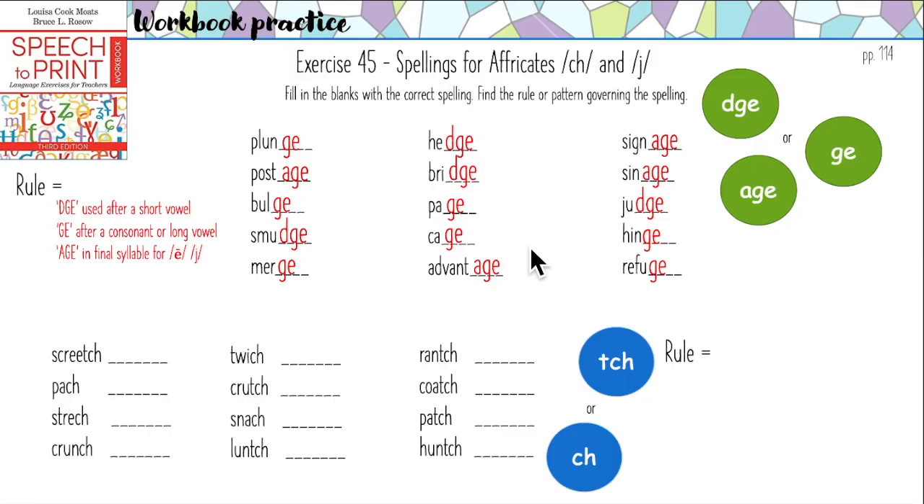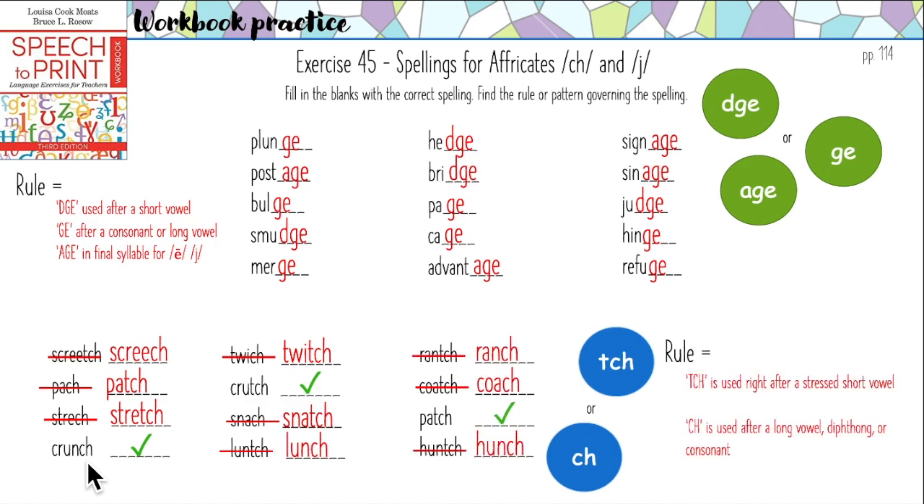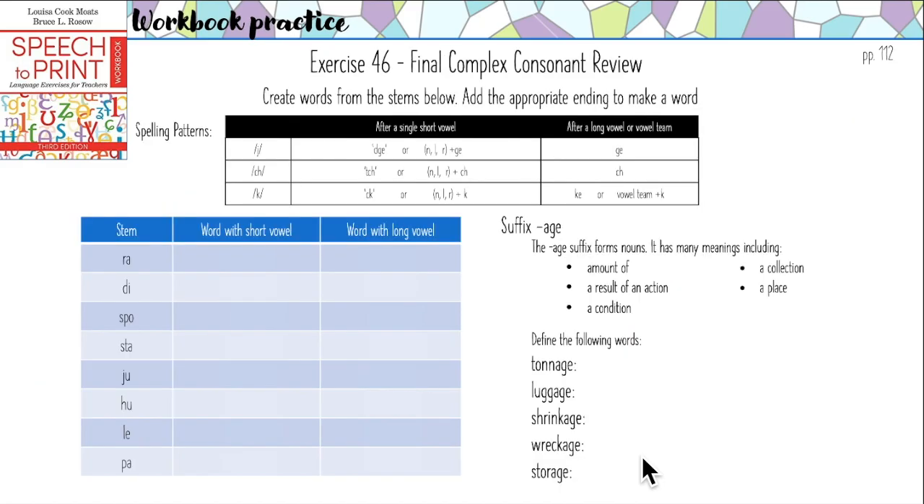It's edge. Okay. Then looking here at the TCH and the CH, again, it's not going to be CH here because it is a long vowel team. We need a short vowel, so we need a TCH. We need a TCH because it's a short vowel. Crunch is correct. It has a consonant before the CH, so we're allowed to use that. So take a look at the others. Do you see the same kind of pattern showing up? TCH is used right after a stressed short vowel. CH is after a long vowel, a diphthong, or a consonant. That's why most everybody focuses on the TCH rule, because in any other circumstance, it's going to be a CH. It's easier for kids to understand that.